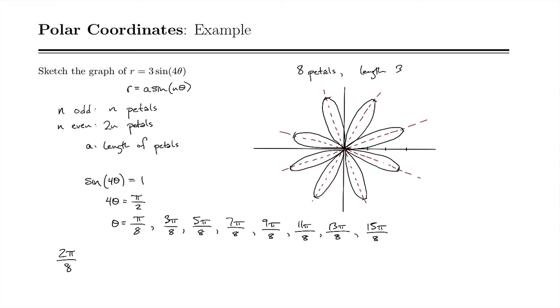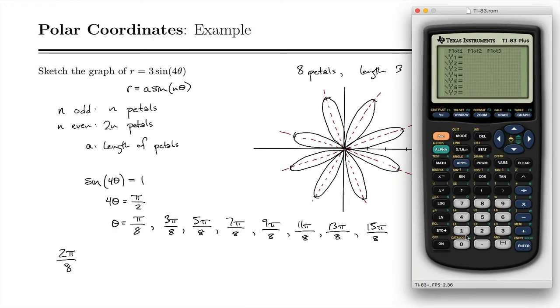Let me show you on the calculator how this works. First, let's put it in polar mode. And we have r equals 3 sine of 4 theta. And then we'll graph that. And you can see it doing all those petals. Let's go ahead and zoom in, and you can see that. So it traces them out in that order, but there you get your petals.